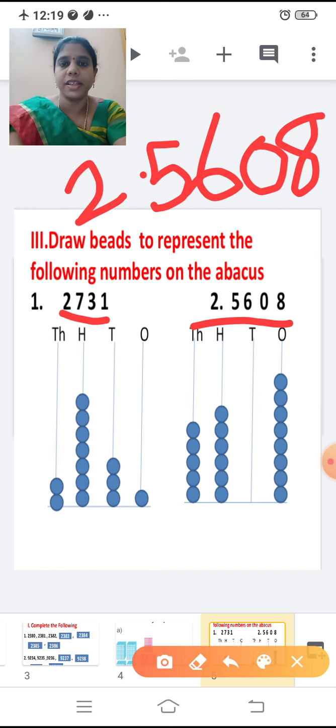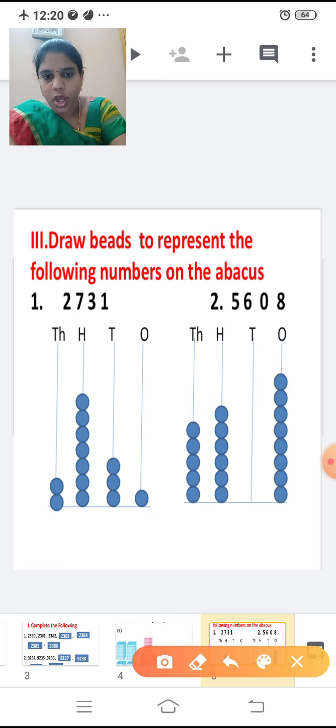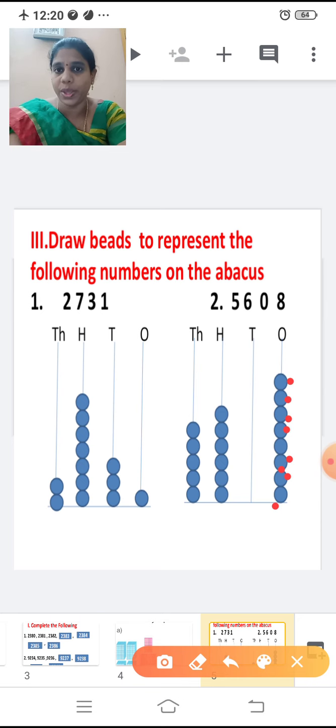See this number. Now we have 8 in the ones place, 0 in the tens place, 6 in the hundreds place and 5 in the thousands place. Shall we draw the beads now? Yes. So what number do we have in the ones place? 8. So draw 8 beads in the ones place. 1, 2, 3, 4, 5, 6, 7, 8. So you're going to draw 8 beads on the ones place.